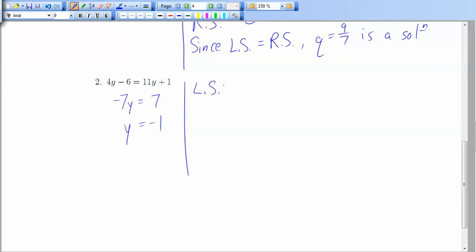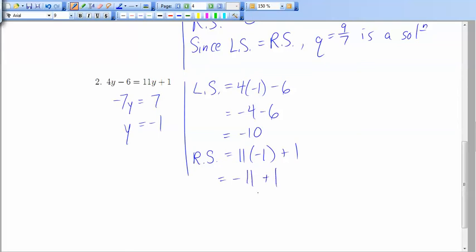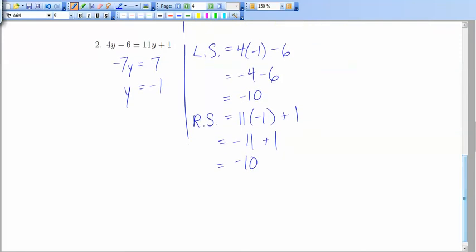Again, we can check and verify our solution. The left-hand side would be 4 times negative 1 minus 6. It'd be negative 4 minus 6, which is negative 10. Of course, we're pretty confident that y equals negative 1 is the correct solution, but again, we're just checking. On the right-hand side, we've got 11 times negative 1 plus 1. That would give us negative 11 plus 1. That's negative 10, and exactly what we expected. The left-hand side is equal to the right-hand side. y equals negative 1 is a legitimate solution. So we can write our little conclusion.